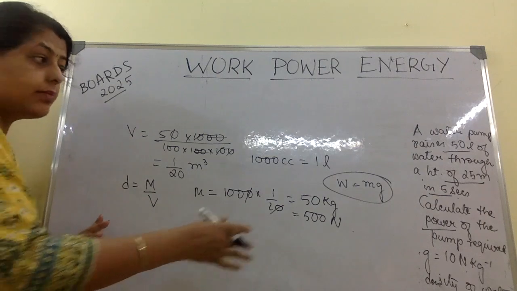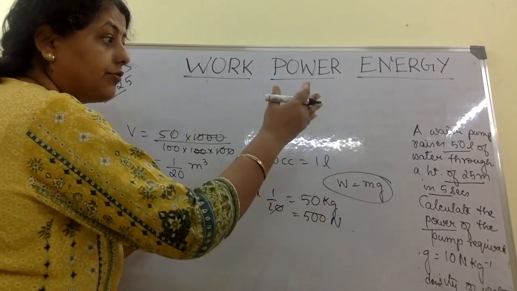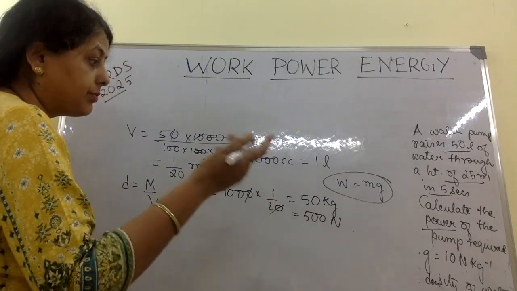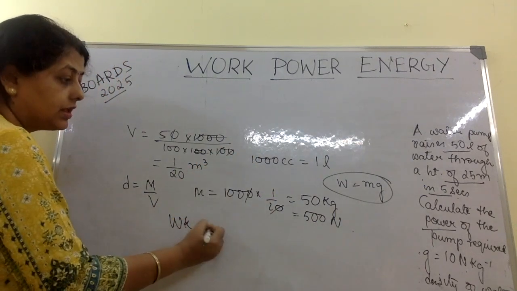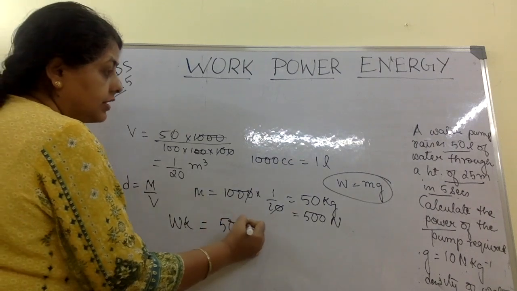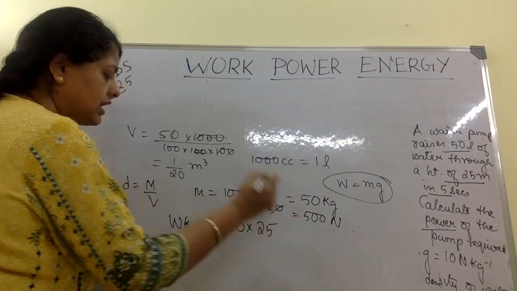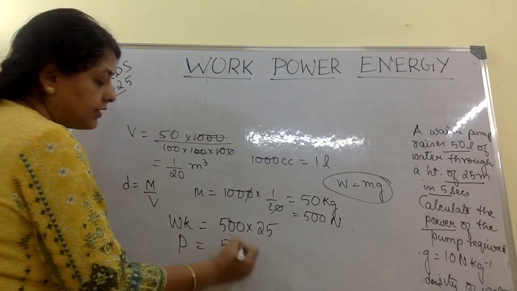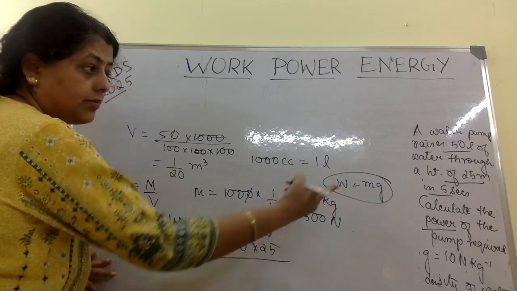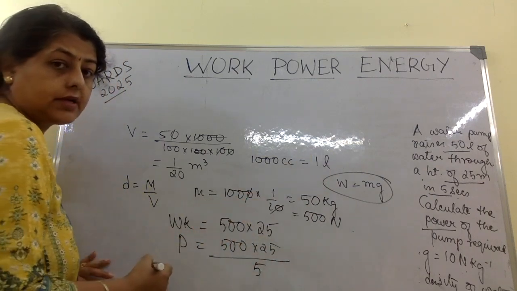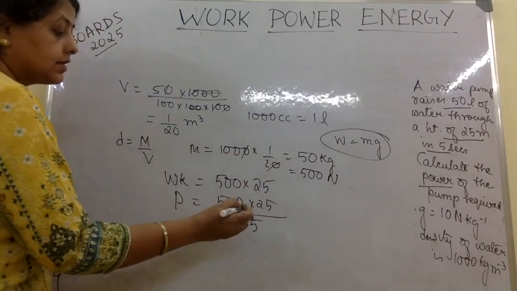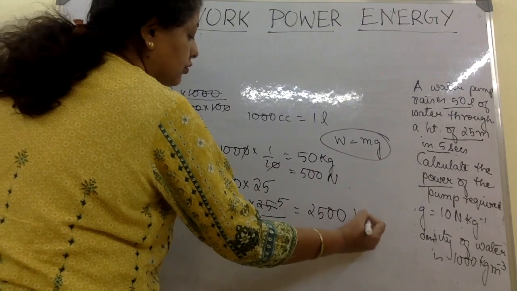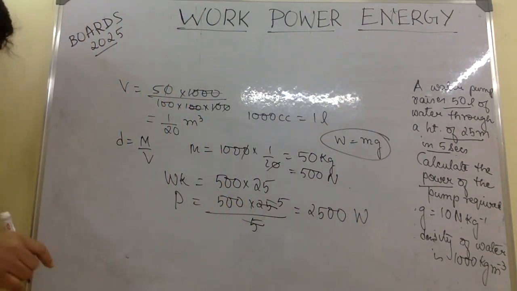Now this is being picked up through a height of 25 in a time of 5 seconds. We need the power of the pump required. How much is the work done? Work done in lifting it, 500 into 25. This is in joules. Okay, power is 500 into 25 divided by 5, and then this comes to 2500 watts. Energy by time.